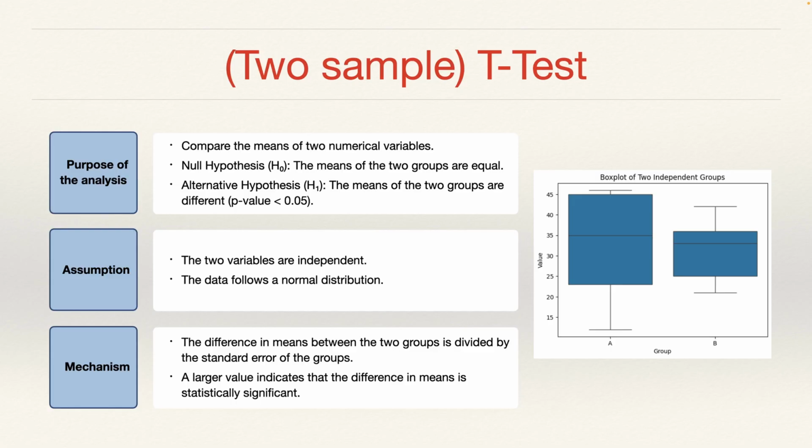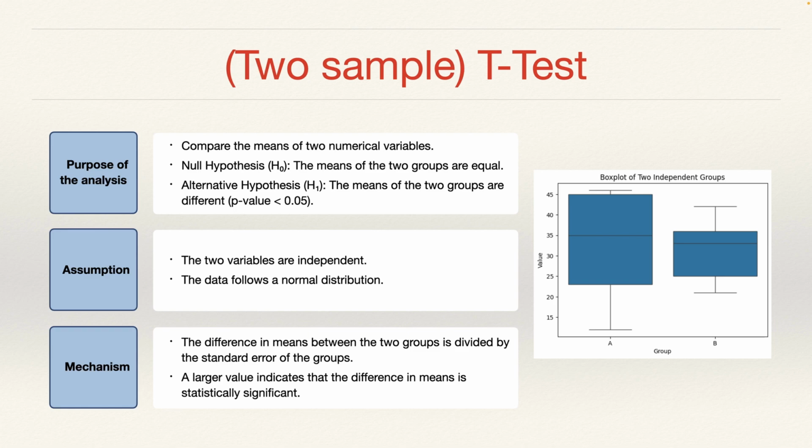The second takeaway is assumptions. We need to understand the assumptions for each test in order to verify whether the test results are valid or not. The third takeaway is mechanism. For each statistical method, we need to know how it works because we want to apply statistical methods that are suitable for each scenario.